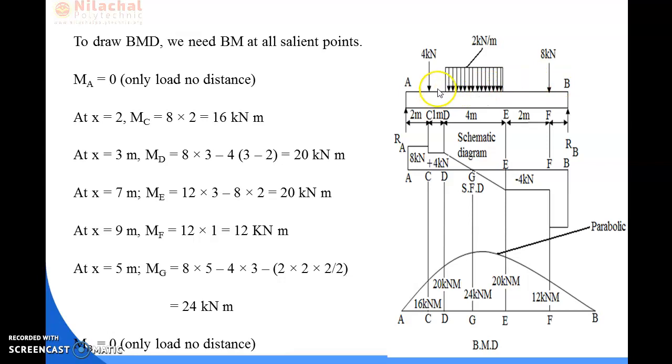So the rest of the points are point C, point D, point E and point F, and another point is G. So when we calculate the bending moment at points C and D, we need to consider the left side of the portion, because it is easier to calculate from this side. And when we calculate the bending moment at points E and F, we need to consider the right portion of the section.